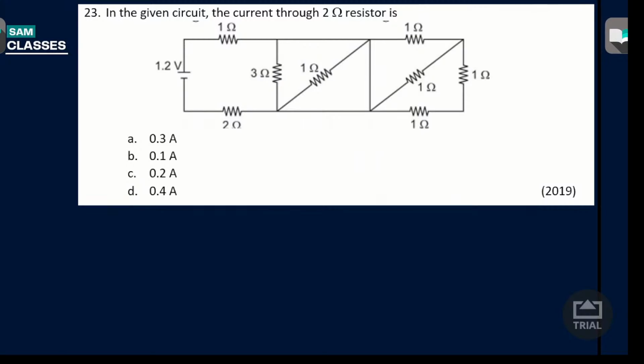So if you see, here we have... from where to start, students? What do you think? From where to start? These three, what can I say about these three? Are they in series or in parallel? What about it? What can I say about this?